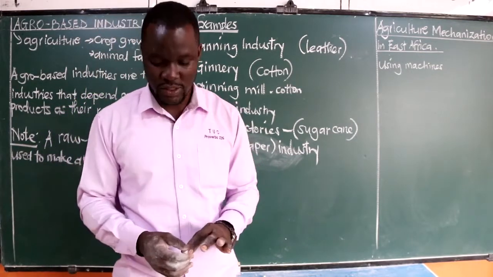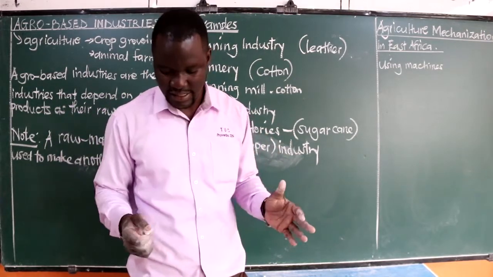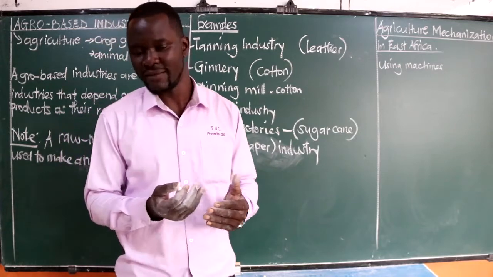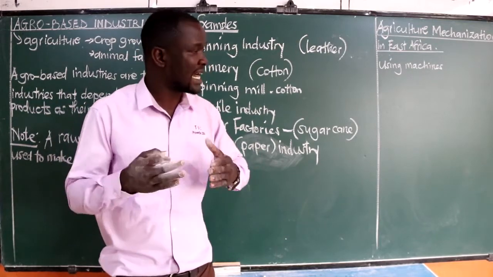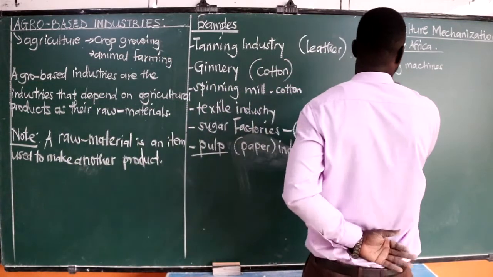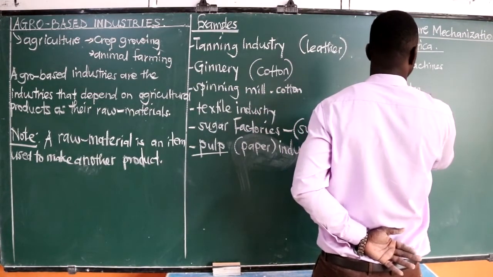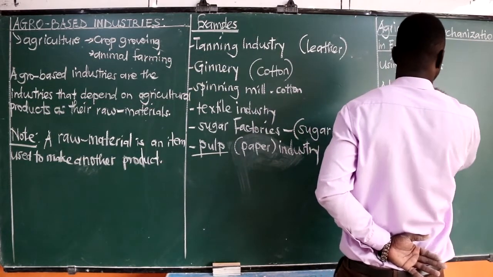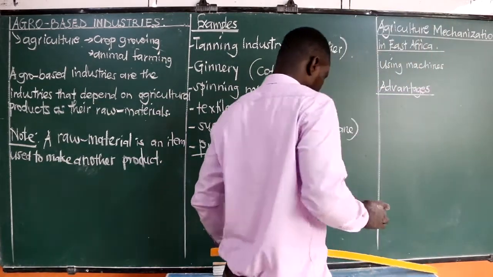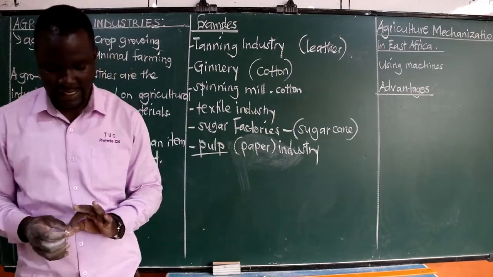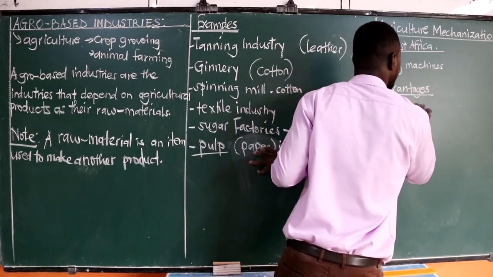The machines which can be used include the plows, not the ox plow. Then we have tractors, and then we have what we call the combine harvesters. These ones are mainly for harvesting. And then we are going to look at the advantages and then the disadvantages of agricultural mechanization. Advantages of agricultural mechanization. The first one, it saves time.